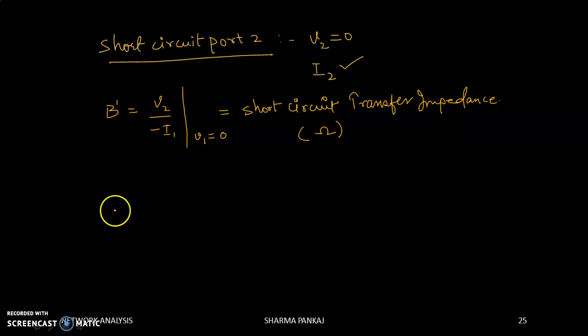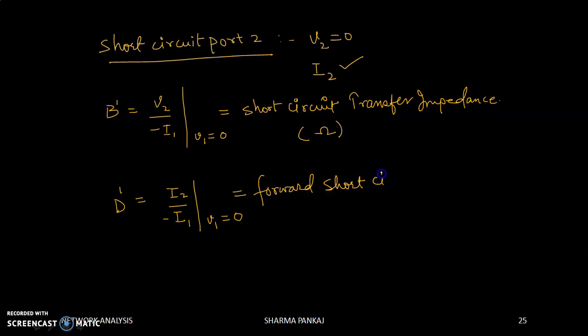Likewise, D dash is equal to I2 upon minus I1 under the condition when V1 is 0. When port number 2 has been short circuited, V1 has reduced to 0, and this is called forward short circuit current gain. This is unitless because the ratio is current over current, so ampere gets cancelled out with ampere, so it has no unit.